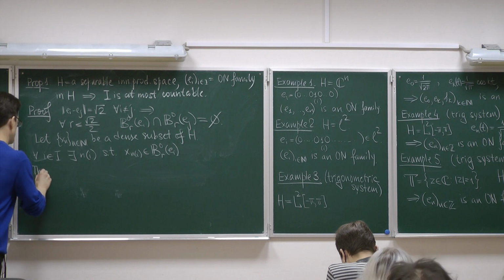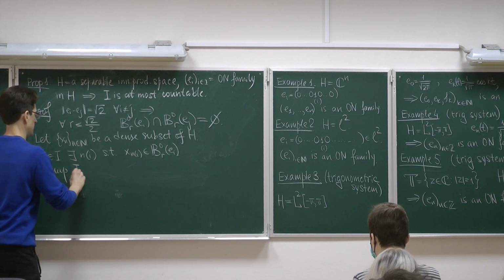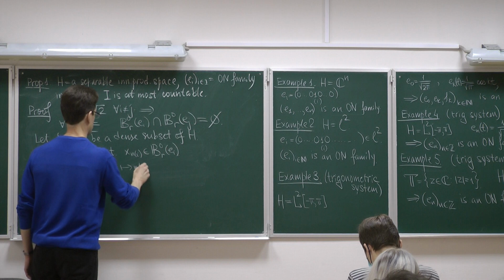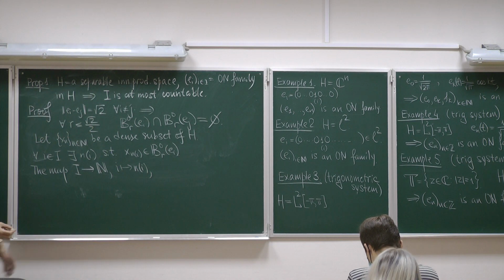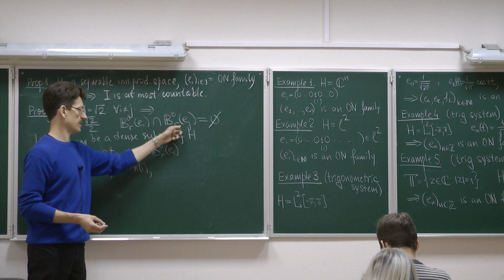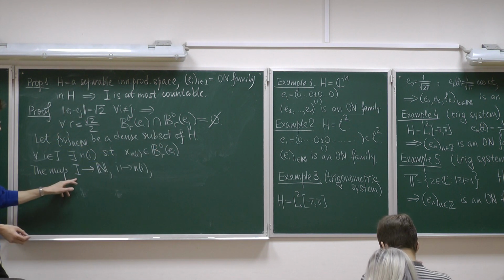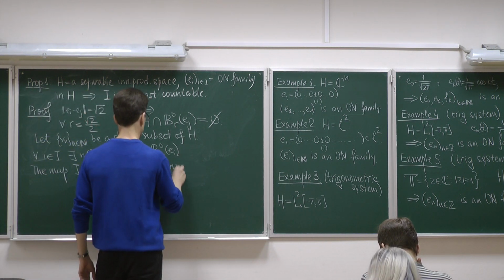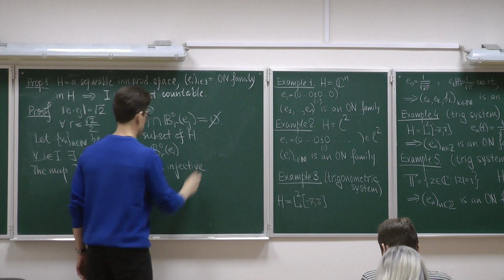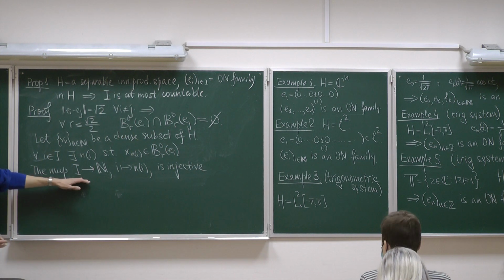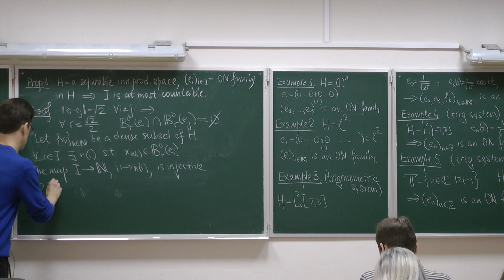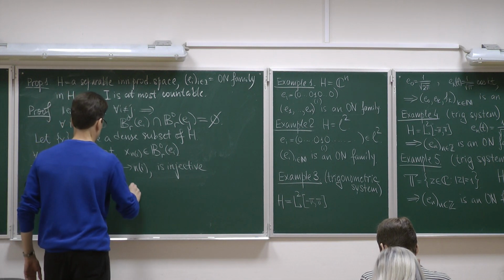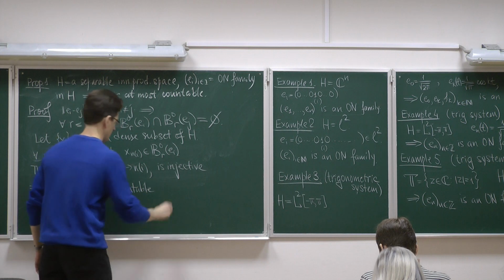So we get a map from I to the natural numbers, which takes i to n(i). So what can we say about this map? Since our balls are disjoint, we see that this map is injective. But this obviously implies that I is at most countable. And this completes the proof.